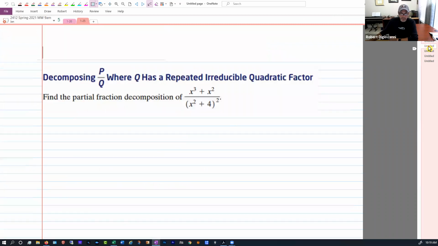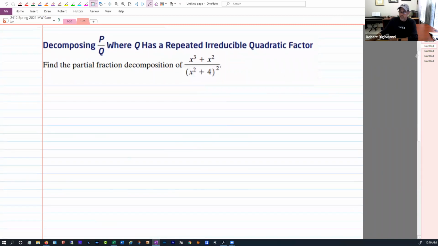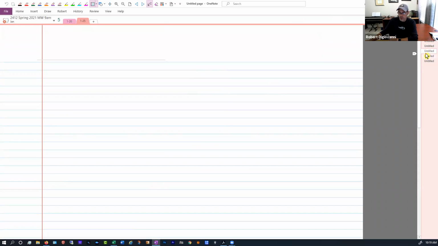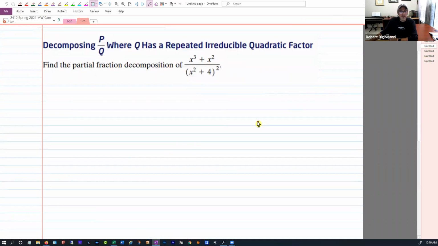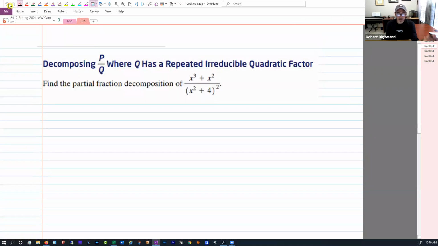All right, well, I think we have one more to do. And we have 20 minutes. So let's see how we do with this. All right, so the degree of the numerator is 3. What would the degree of the denominator be? 4. 4, because it's x squared plus 4, but then we're squaring it, so that would give us a 4th power. So we can move on to step 2. So I'm going to factor the bottom, but it's already factored.